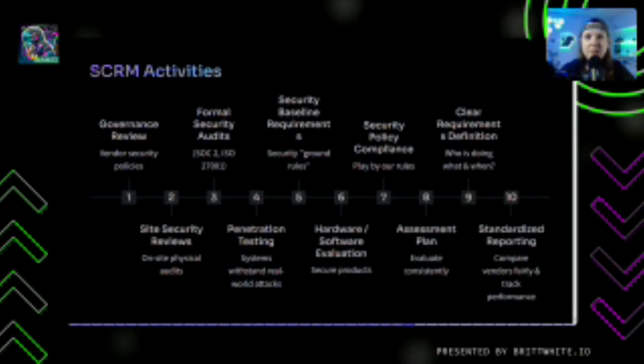Every vendor must meet our security baseline. These are our minimum security requirements. No exceptions here. It's like our security ground rules. Before deploying any vendor products, we need to conduct thorough hardware and software evaluations. We need to know that these products are secure before they touch our systems. Vendors must follow our security policies, at least the parts relevant to their work with us. They're part of our security ecosystem, so they need to play by our rules.